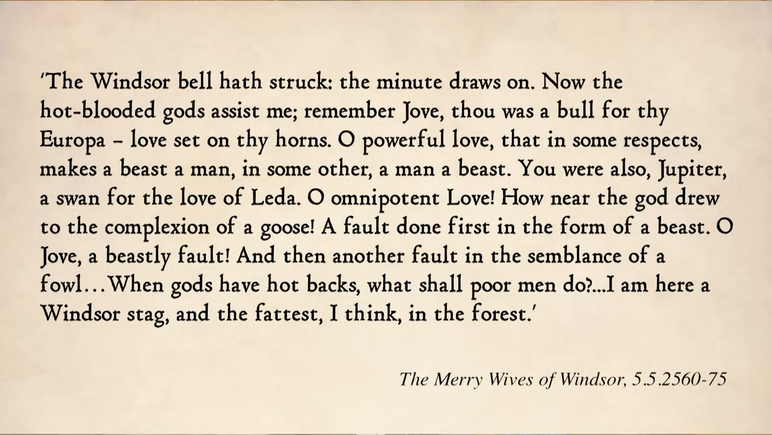The Windsor bell hath struck, the minute draws on. Now the hot-blooded gods assist me. Remember, Jove, thou wast a bull for thy Europa, love set on thy horns. O powerful love, that in some respects makes a beast a man, in some other a man a beast. You were also, Jupiter, a swan for the love of Leda. O omnipotent love, how near the god drew to the complexion of a goose, a fault done first in the form of a beast. O Jove, a beastly fault, and then another fault in the semblance of a fowl. When gods have hot backs, what shall poor men do? I am here a Windsor stag, and the fattest, I think, in the forest.